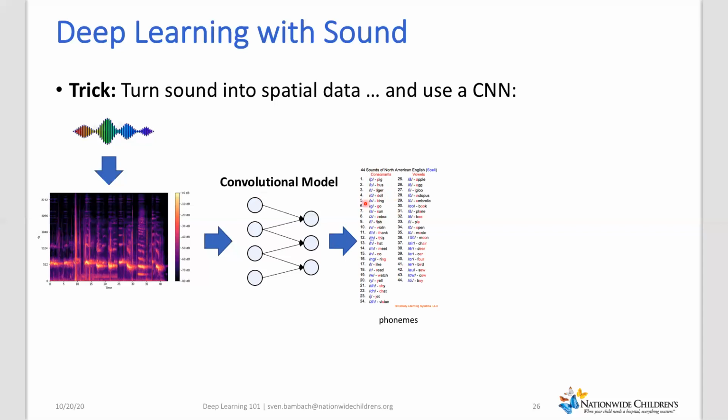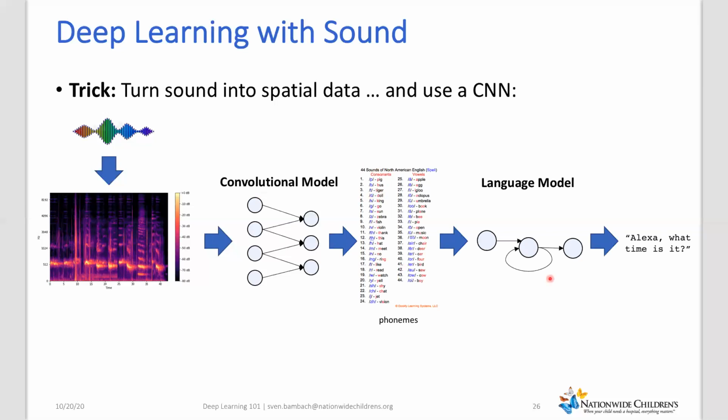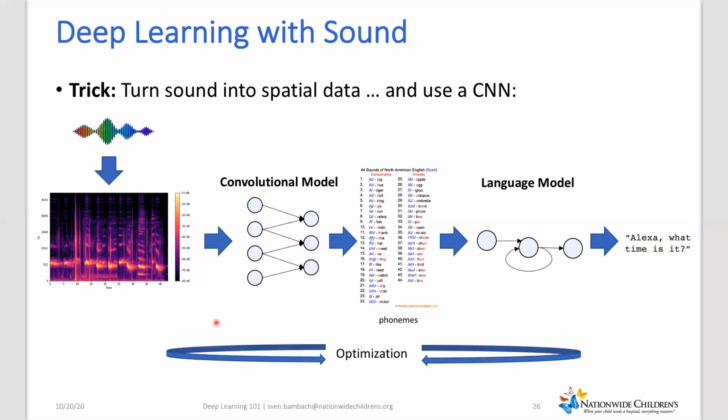And once you know the phonemes, you can plug that into a language model, maybe a recurrent neural network, and that will then tell you, based on the phonemes, what's the most likely sequence of words, right? And because it's deep learning, you can do this whole thing end to end. You can do this whole optimization with one big neural network. All you need is kind of annotated data.